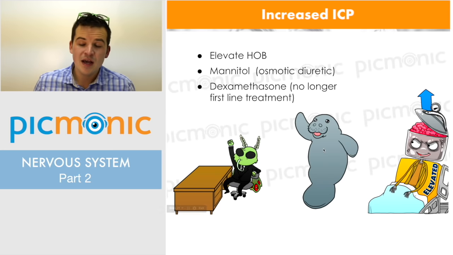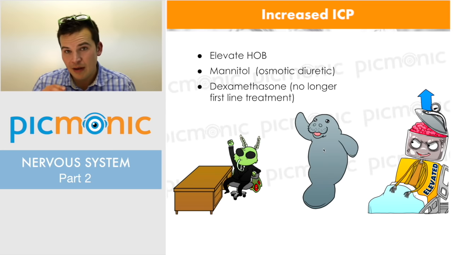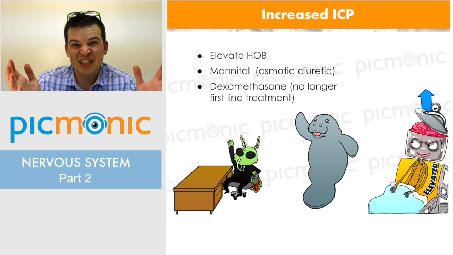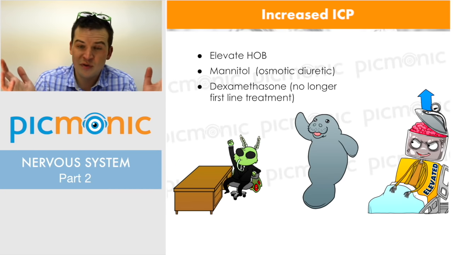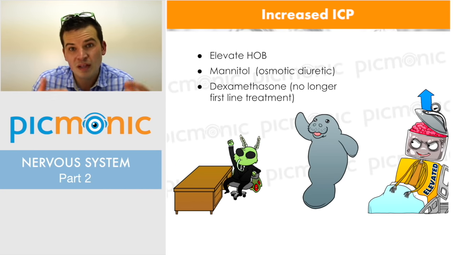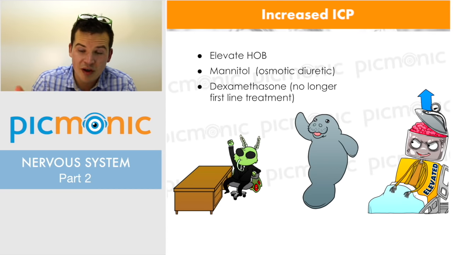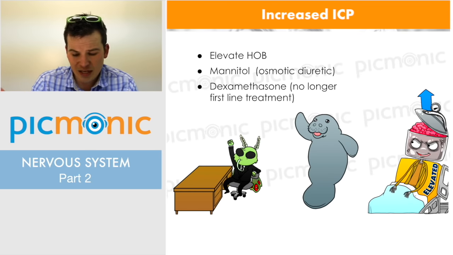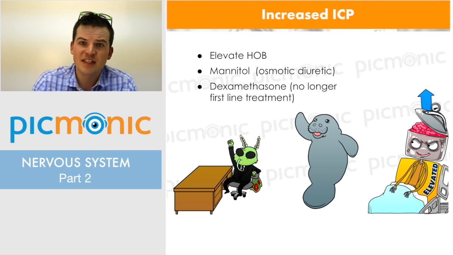Character inside of Picmonic. But the big thing is you give mannitol. Now, it's an osmotic diuretic, and that's really important because it decreases fluid. If we give you a diuretic that decreases free water, then relatively we're going to decrease intracranial pressure, which is an increase in fluid as well. Now, it's a little bit controversial. It's not really indicated any longer, but you're still going to see it in a lot of textbooks.